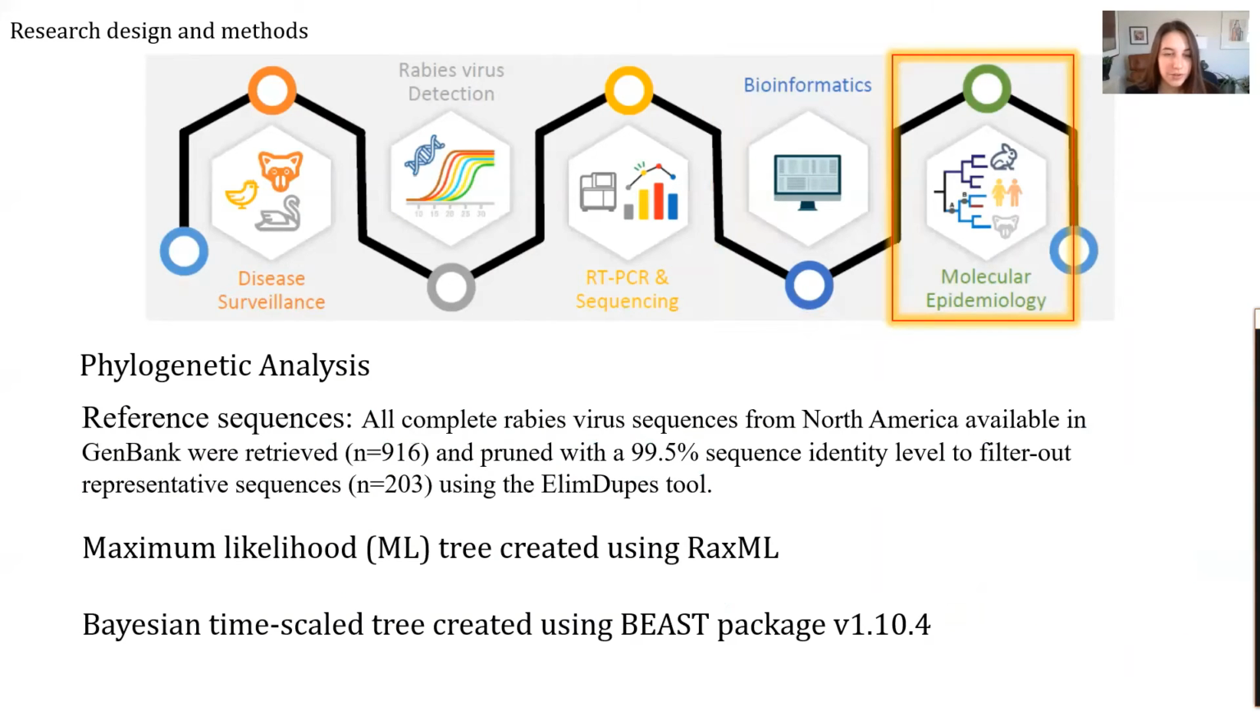We retrieved 916 North American rabies virus sequences on GenBank and then used a CD-HIT tool to prune down sequences with a 99.5% sequence identity level to filter out representative sequences and ended up with a total of 203 sequences. A maximum likelihood (ML) tree and a Bayesian timescale tree were created using RAxML and the BEAST package, respectively.